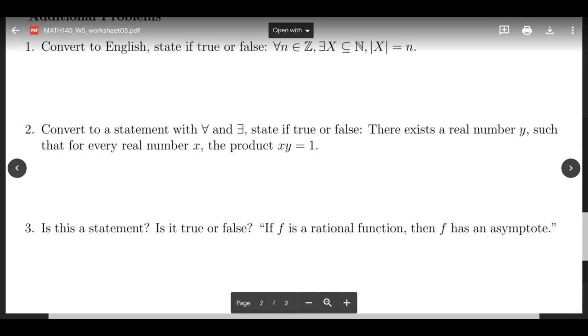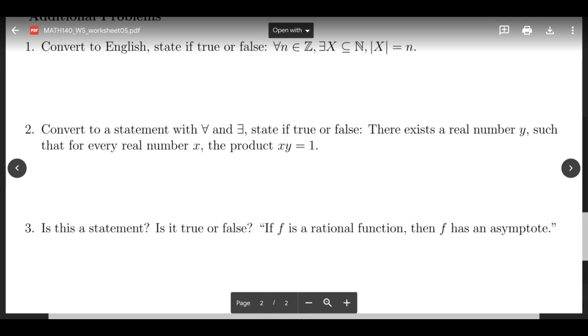We don't want to use the for all anymore, right? We would say there exists a real number y and there exists a real number x such that xy equals 1, right? We want to change the second condition from for all, for every, to there is a. All right, good job.